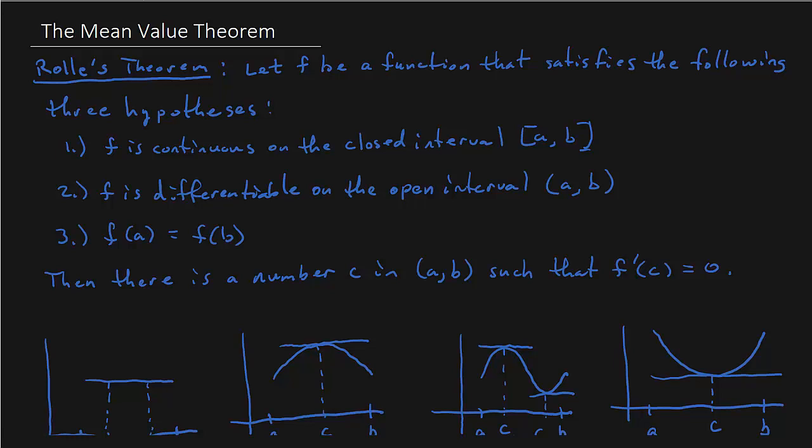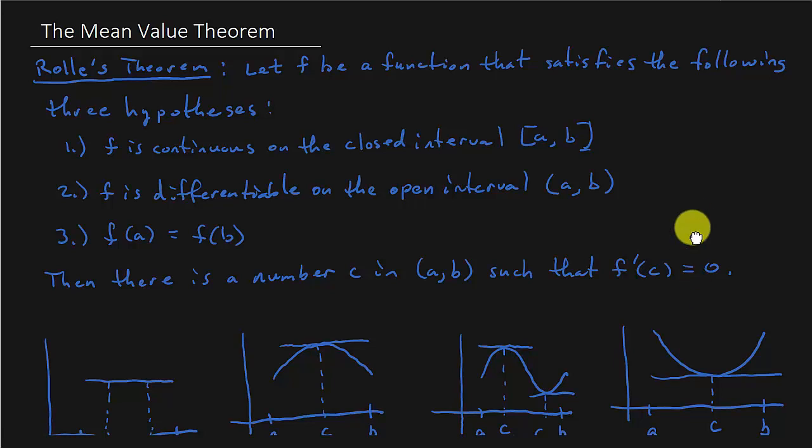In this lesson we're going to look at the mean value theorem, but before we look at the mean value theorem, let's take a look at Rolle's theorem first. Rolle's theorem says: let f be a function that satisfies the following three hypotheses. f is continuous on the closed interval [a, b], it's differentiable on the open interval (a, b), and f(a) is equal to f(b). Then there is a number c in (a, b) such that f'(c) is equal to 0.